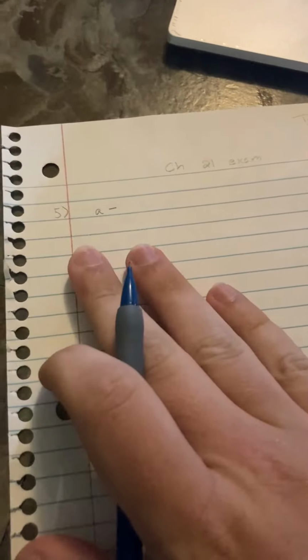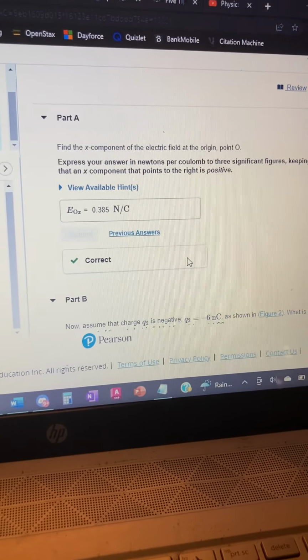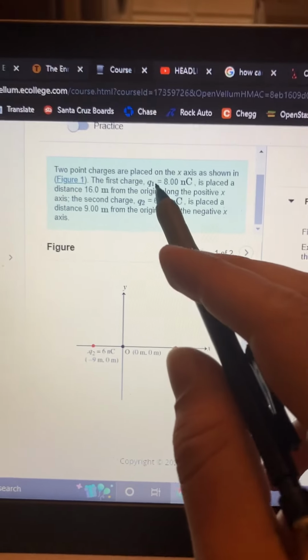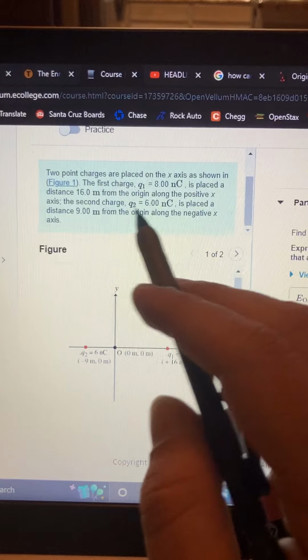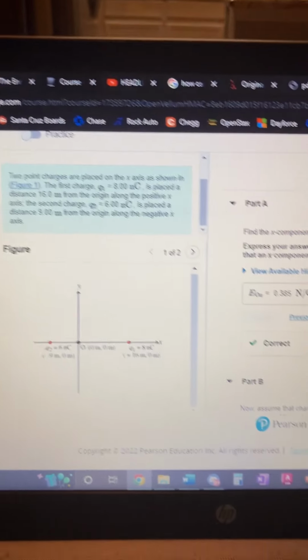Okay, chapter 21 exam. I have personality number 5, so that's the number I'm doing. Part A asks, find the x component of the electric field at the origin point O, where Q1 is equal to 8 nC, Q2 is equal to 6 nC, and respectively our distances are 16 and 9 meters.